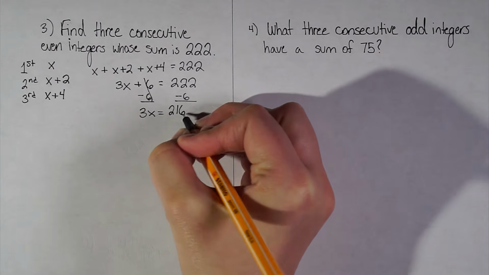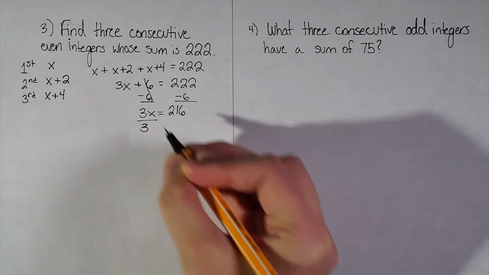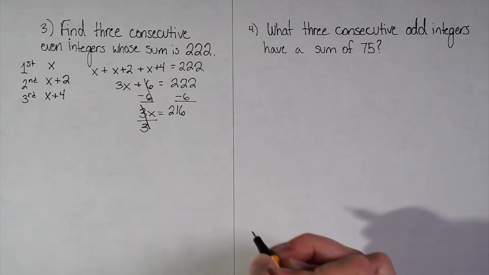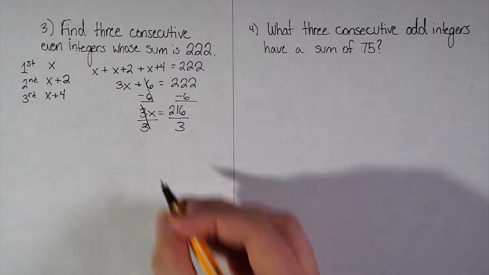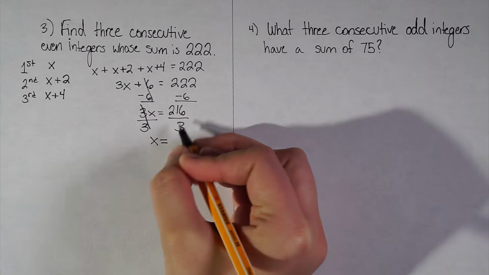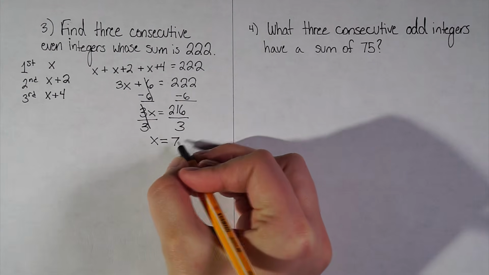And now I want to isolate my x variable, so I'm going to divide by 3 so that those cancel to 1. Have to do the same thing to the other side. And I get x equals 216 divided by 3, which is going to be 72.